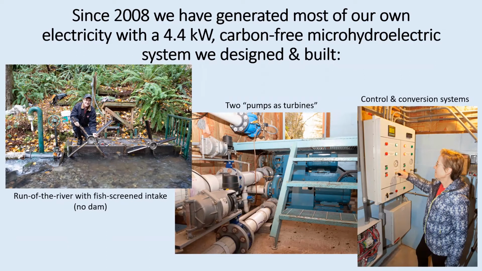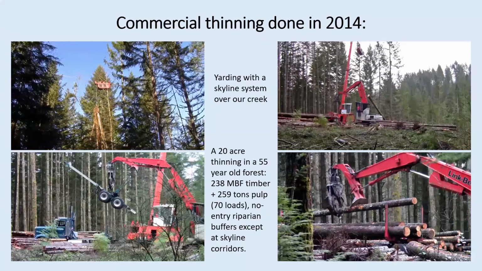And then lastly, we also have done some thinning at our place, as shown in these photos. Due to yarding limitations over our creek, we chose a skyline system to be able to yard the logs over the creek, and we retained a logger with that capability. And we planned the thinning for a sustainable yield and to maximize future aesthetics. Removed about 238,000 board feet of saw logs and about 259 tons of pulp. Other than the skyline corridors through the riparian area, we implemented an 80-foot no-cut buffer on either side of the creek. And we always try to practice sustainable forestry.